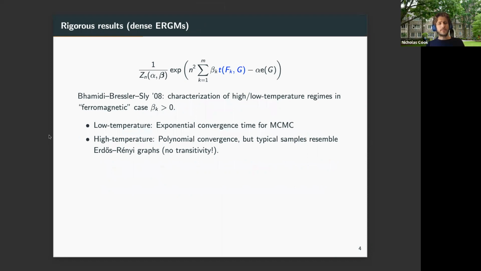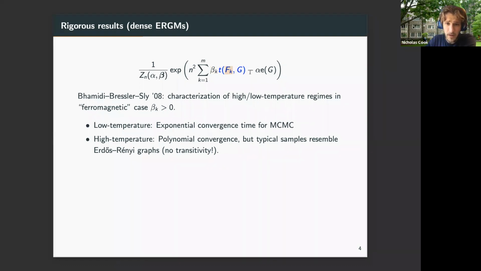Okay. So eventually, some mathematicians and statisticians came along to give some rigorous explanations for what's going on. I think one of the first major works of this kind was of Bhamidi, Bresler, and Sly, who considered this class of ERGMs, where the most studied case is where these functions f_k are the density of some fixed collection of graphs, capital F_k.